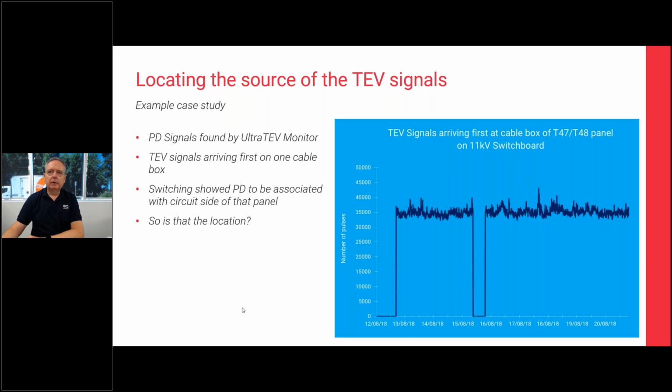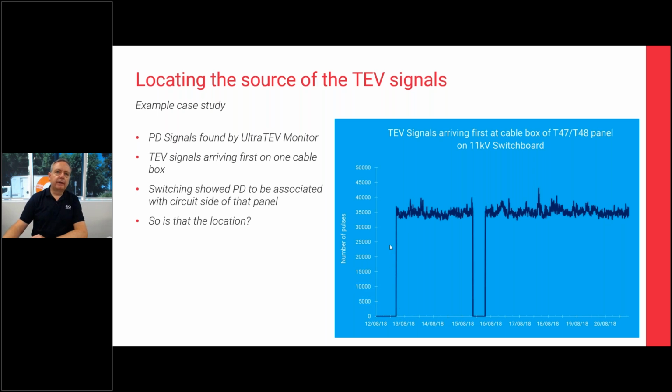An example of that is in this case study here. Originally, in this particular instance, we carried out a partial discharge survey on the 11 kV switchboard and temporarily installed a monitor for a period of 1 week. As you can see, on the 12th of August, where we carried out the installation and the survey, we actually found no levels of partial discharge activity at all.